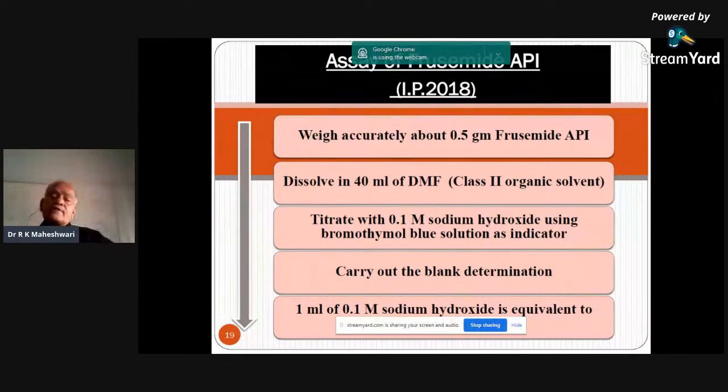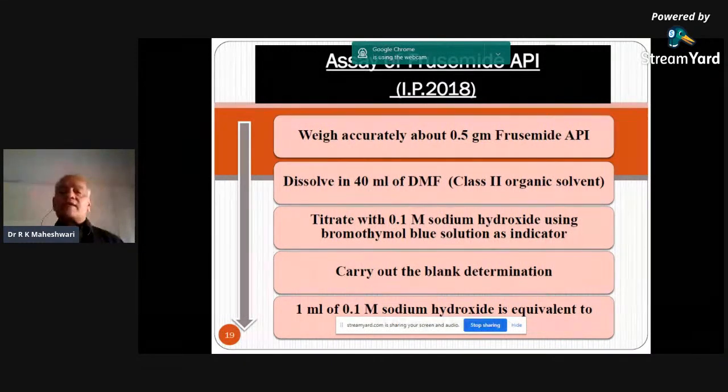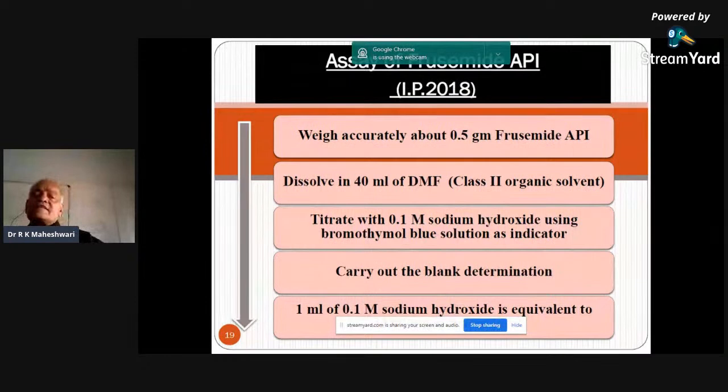So again I am repeating, in IP 2018 they are using dimethyl formamide. Why are they using dimethyl formamide? Because the drug fusamide is poorly water soluble, so water cannot be used. In ethanol, it is sparingly soluble, so they could not use ethanol. Otherwise, ethanol was a class 3 safer organic solvent. So what they have employed is a good solvent for fusamide, DMF, which is class 2, of course, harmful. But because of its good solvent character, DMF was employed for titration.